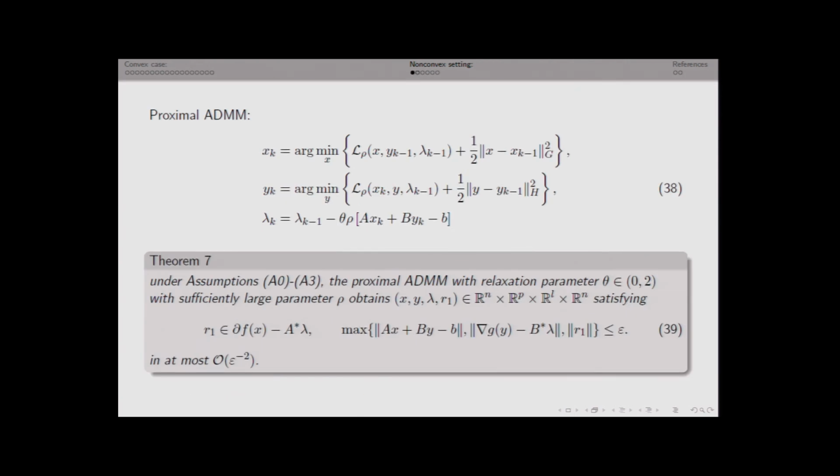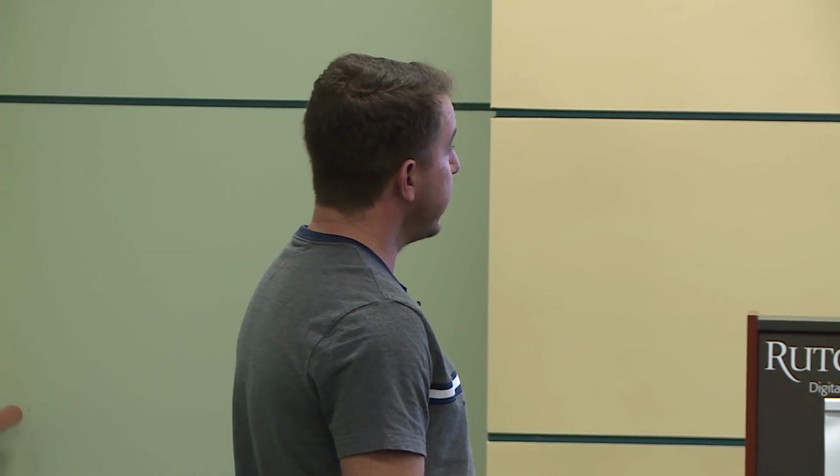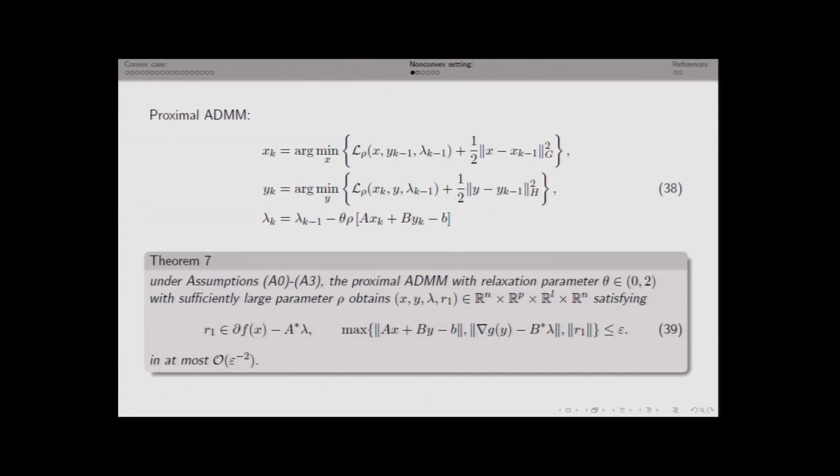The proximal ADMM is the one that we analyze in this non-convex setting. We did the relaxation, and what we found is that in all of the previous papers, the relaxation parameter can be only up to the golden ratio number, so (square root of 5 plus 1) over 2. What we realized is that we are changing the penalty parameter, because in the convex case the penalty parameter doesn't need to be large. It doesn't matter, at least from a theoretical point of view.